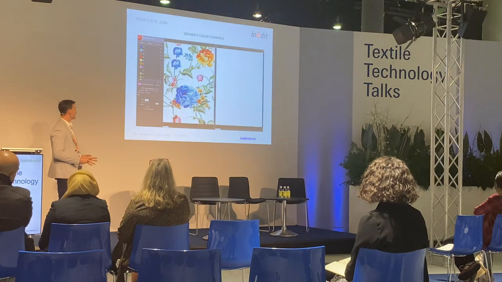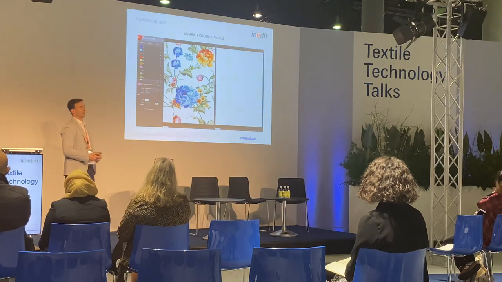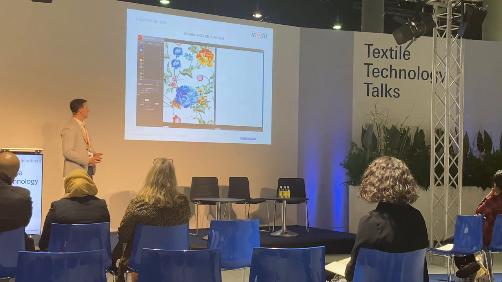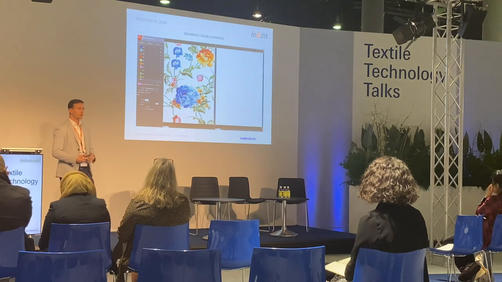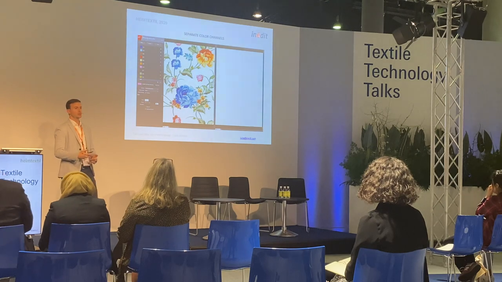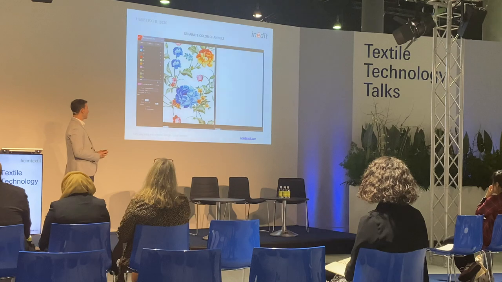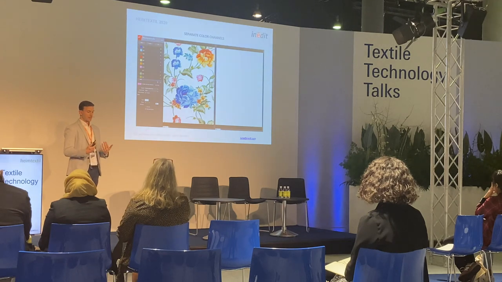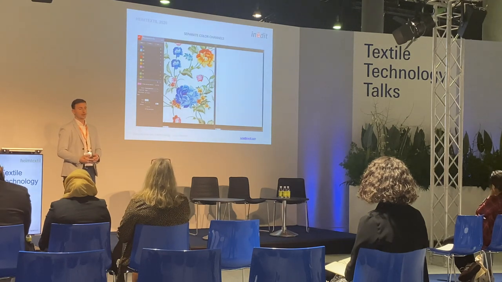Once we have the design ready to be repeated, if I want to create new colorways, the first thing that I should do is separate the colors in my image. The original image was a normal RGB. What I want to do now is create color channels, so I want to create a multi-channel file. How can I do that? We have a plugin called Masquerade, which is quite easy to use. It gives automatic color separation.